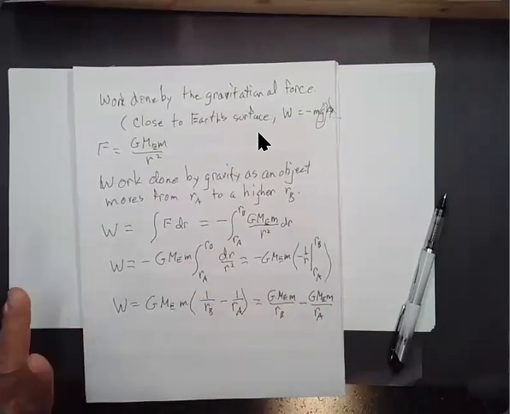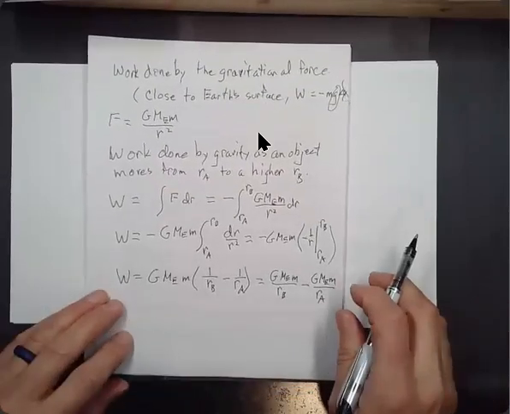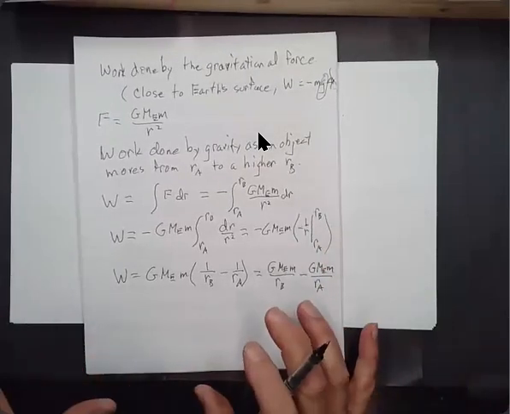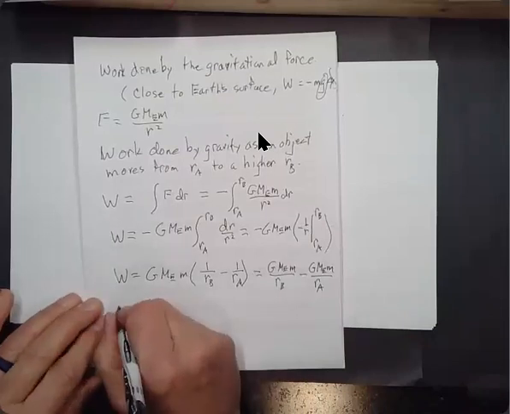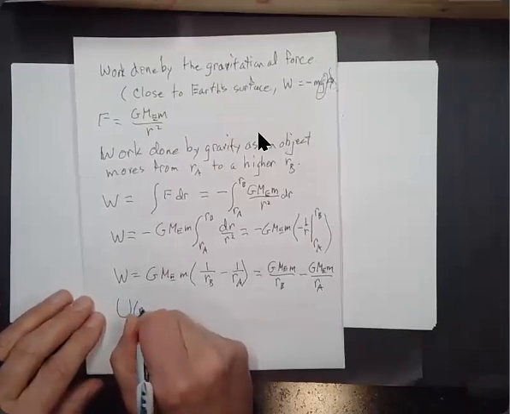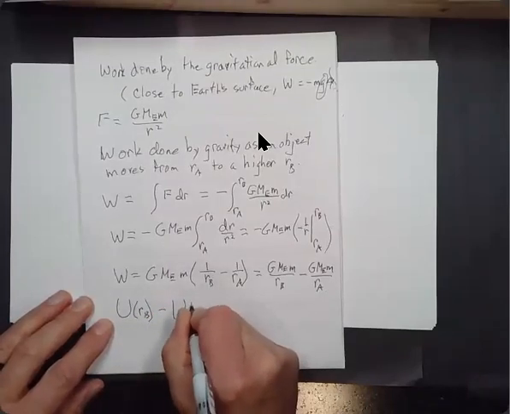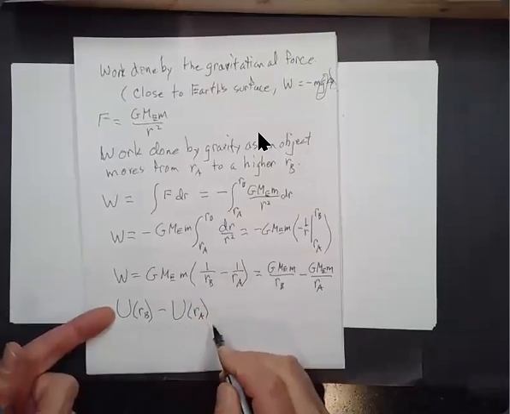Now, that's the work done by gravity. If I think of the work I would have to do against gravity, it'll be the opposite of this. And let me show you what that will look like. I can think of that as the change in potential energy, the work that I would have to do against it. And I would call that the potential energy of R sub B minus the potential energy of R sub A. That's the work I'd have to do against gravity.